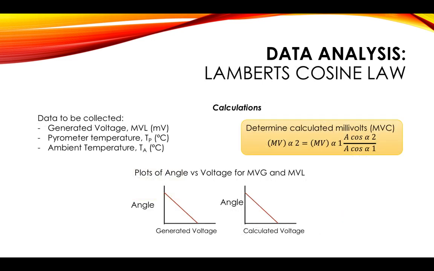As for Lambert's cosine law, the calculated millivolts will be obtained starting from the ratio of the cosine of the angles of the thermopile. Since results are mostly affected by the angle, plots of angles versus voltages will be made for relationship of data. Since changing the angle with respect to the surface of the plate reduces the intensity with which radiation is emitted to the plate, we should expect an inverse proportion for the data, being at angle 0 the highest value for the voltage.